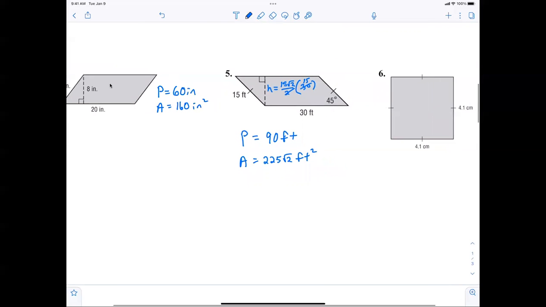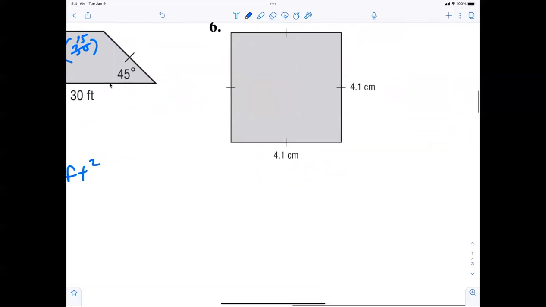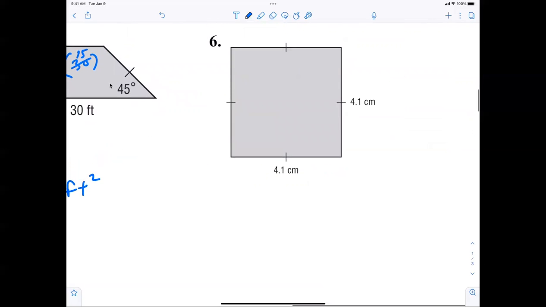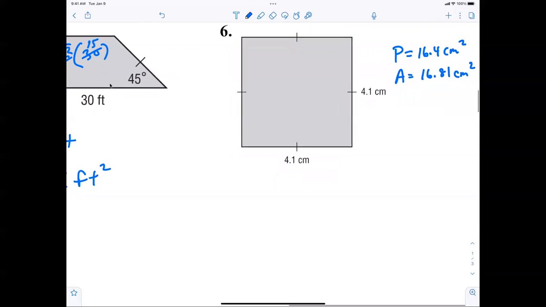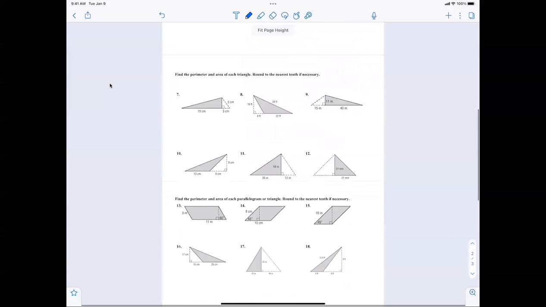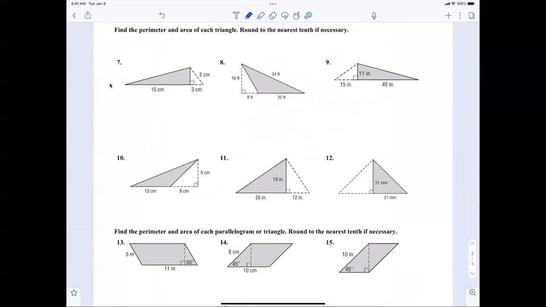All right, here we go. Number 6. Perimeter, obviously, 16.4 centimeters squared. And of course, the area would be 16. Come on, that was easy. Easy, easy. All right, now we're going to do a set of what? Triangles.